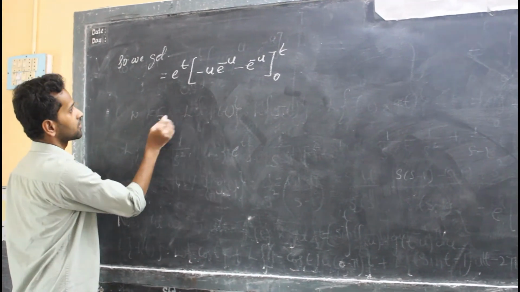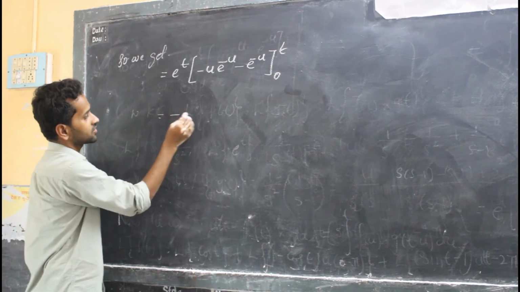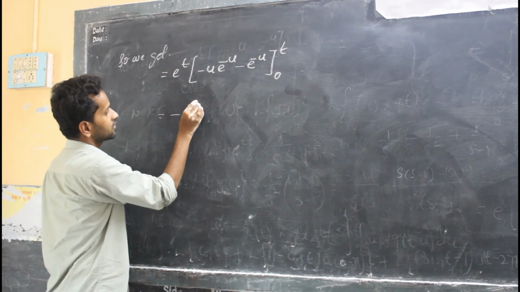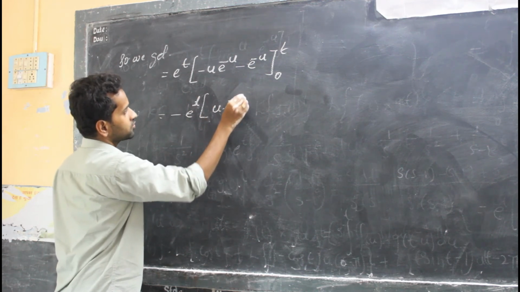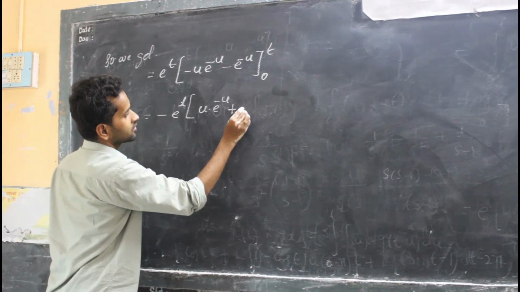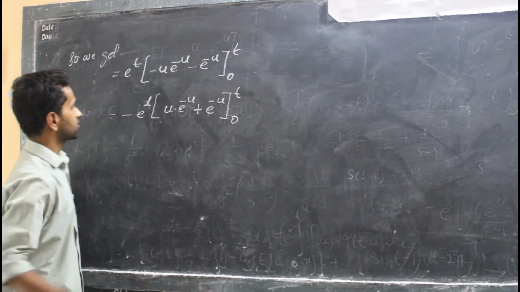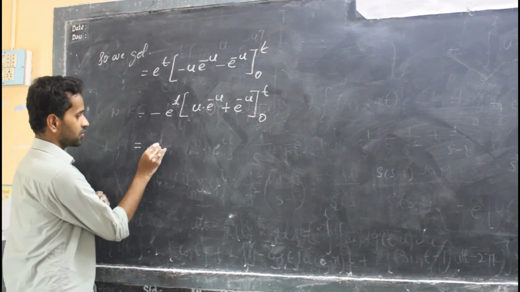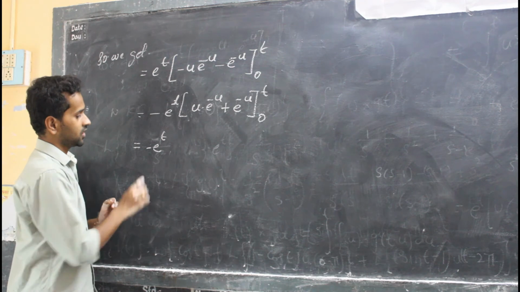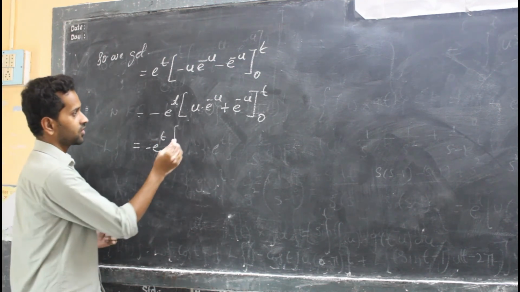So now what do we have here? Let me take the minus outside. When I take minus outside: minus e to the power of t into u into e to the power of minus u plus e to the power of minus u, with 0 to t as my limits. Now let me substitute the upper limit. It will be minus e to the power of t, as it is common outside.